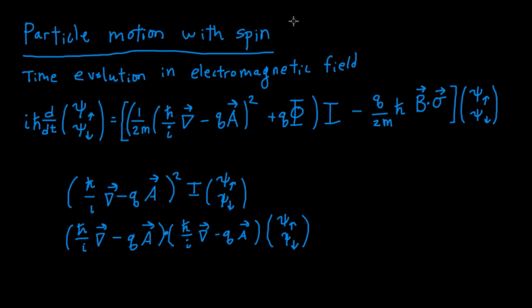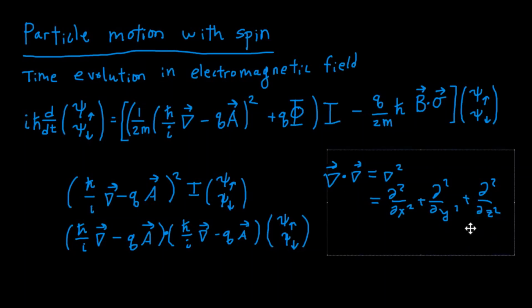So what do we have here? Well, first off, the dot means that this is really three terms: an x term, a y term, and a z term. So for instance, del dot del, well, I kind of wrote that earlier when I said del squared is equal to this thing, for instance.